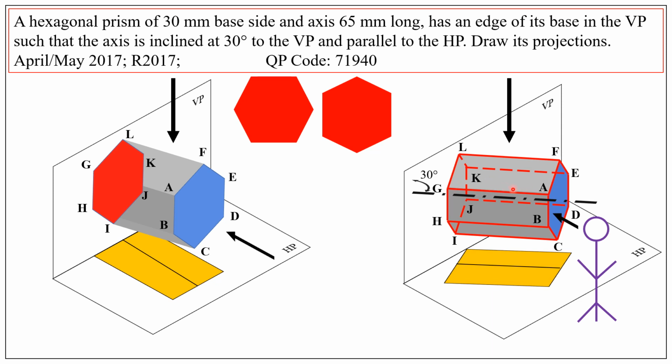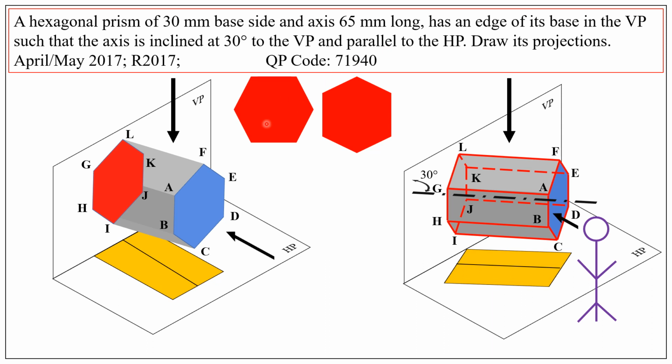So when you tilt or change the position of the solid, only the edge JK will touch the vertical plane. All other edges are at a distance from the vertical plane. So that meets the given condition.